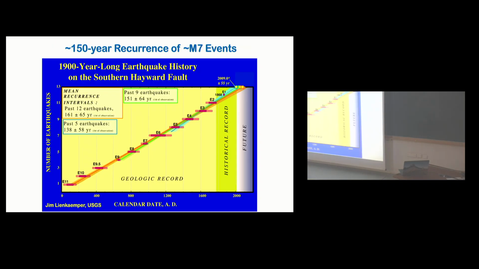From paleoseismology, we know that earthquakes that produce similar features in trench exposures along the southern part of the Hayward Fault recur on average every 150, 160 years, depending on how far back in the paleoseismic record we take estimates into consideration. The earthquake happened 156 years ago, so we're actually past the average recurrence interval. So we're definitely very late in the earthquake cycle.